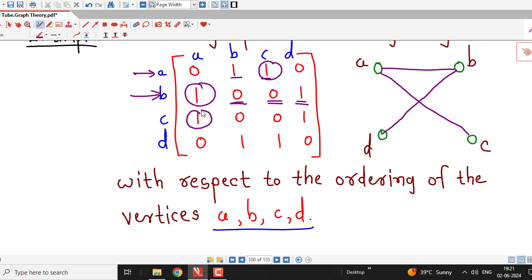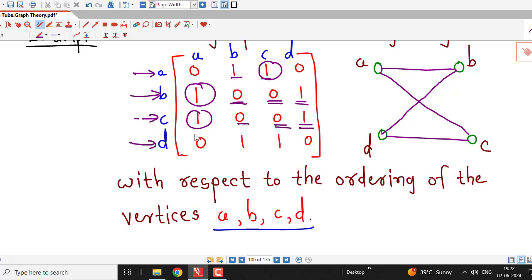From C to A there is one edge that we have already mentioned here. From C to B there is no edge. From C to C also there is no edge. From C to D there is one edge. That means I have to join C and D.